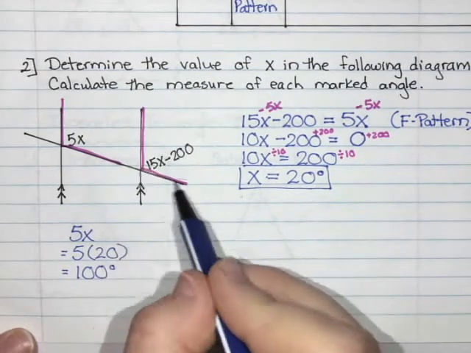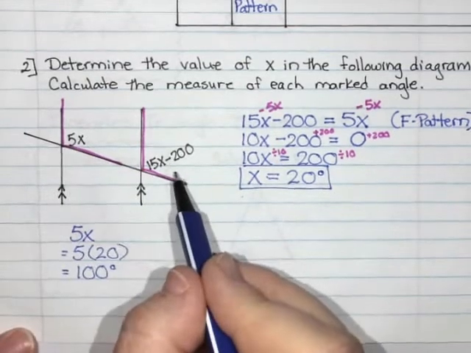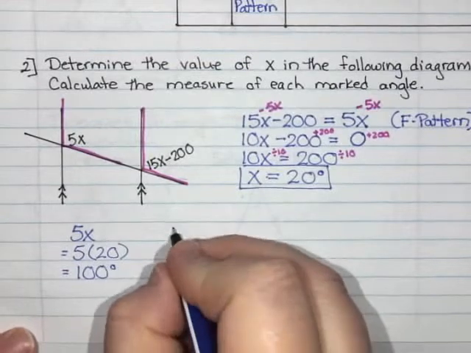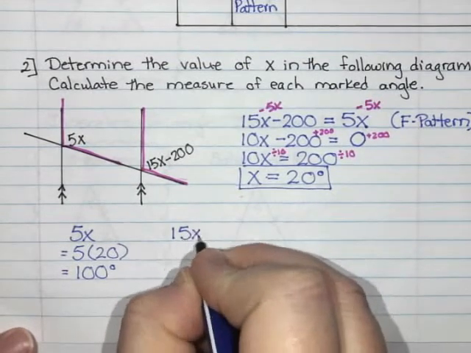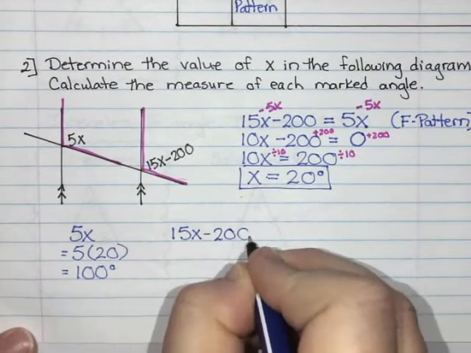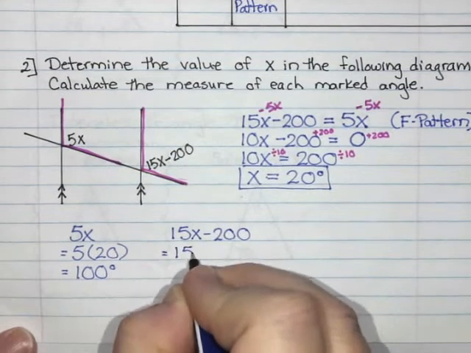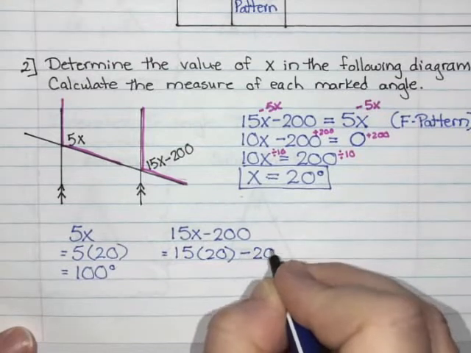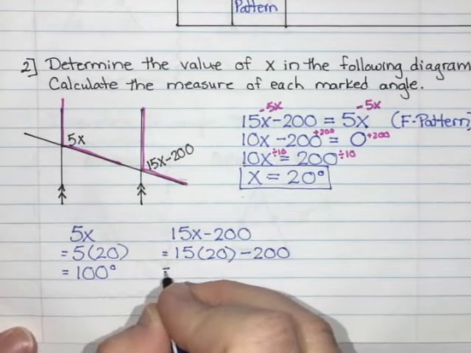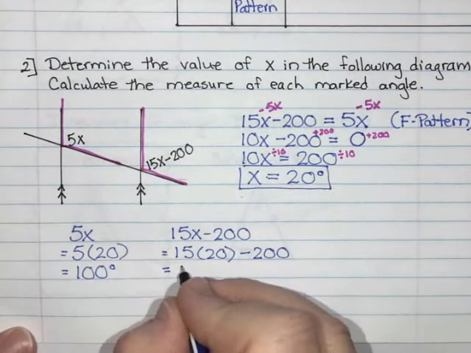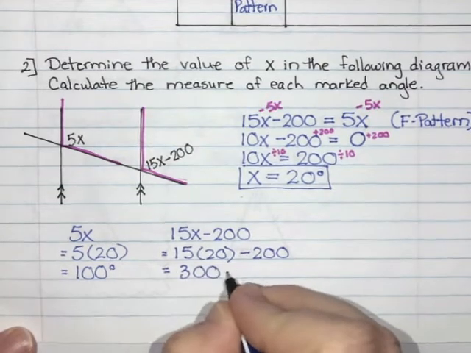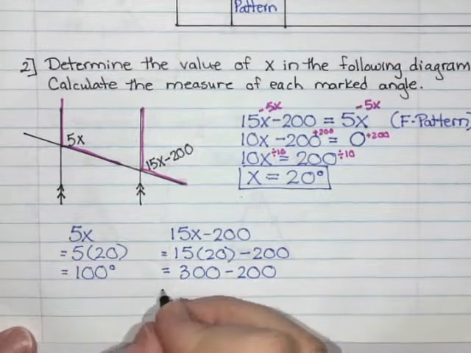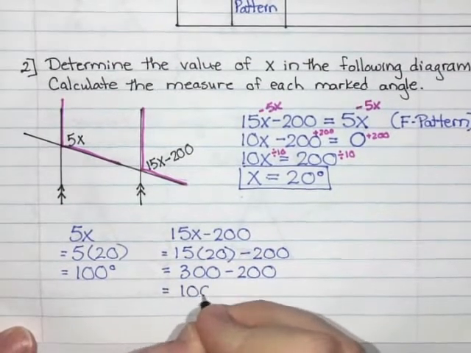I'm going to try the same thing here. I know that they should both be equal, but it's also a nice way for me to check and see whether my answer is right. So I'm going to do 15x minus 200. So 15 times 20 minus 200. I just put 20 in for x. 15 times 20 is 300. And then 300 take away 200 is 100.